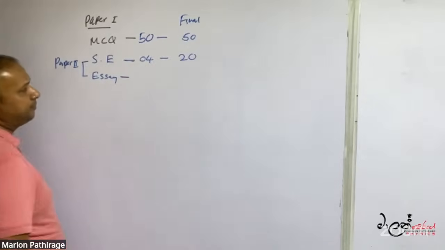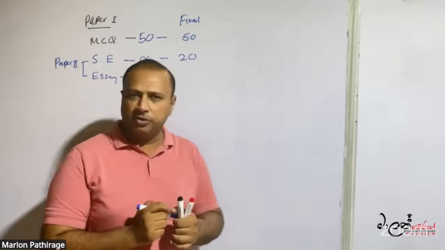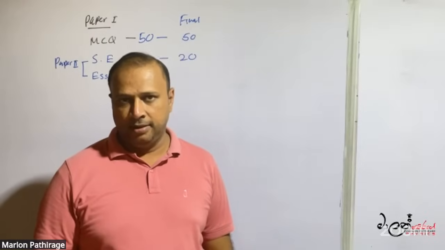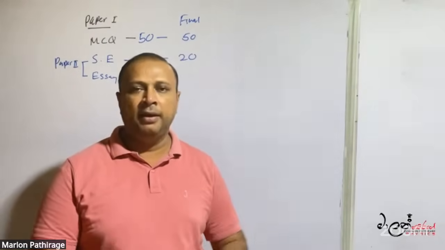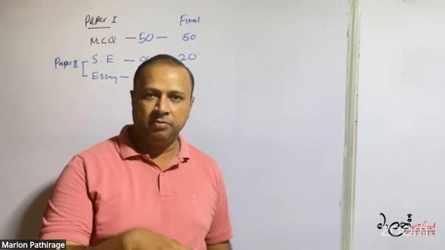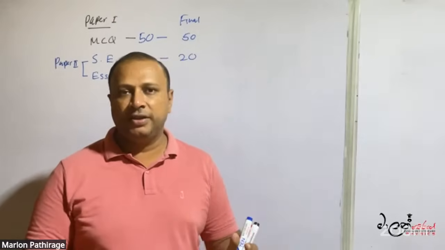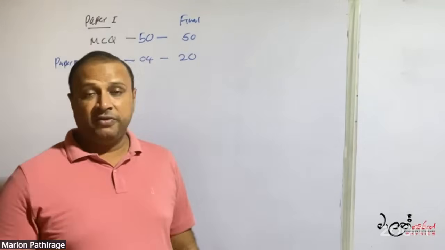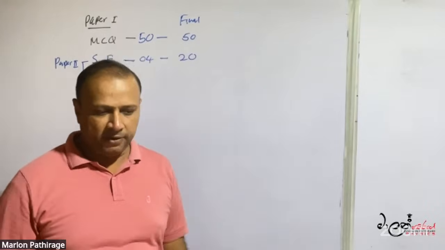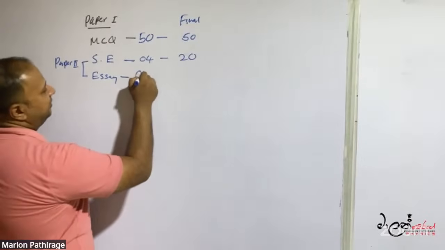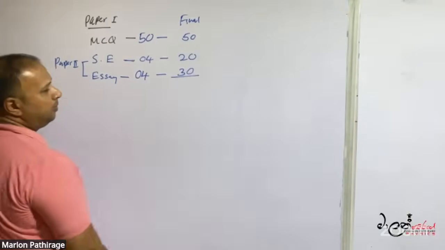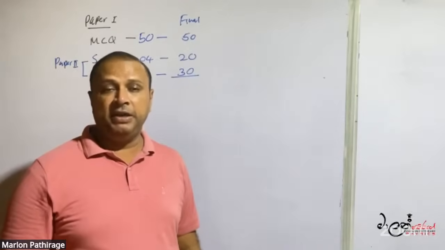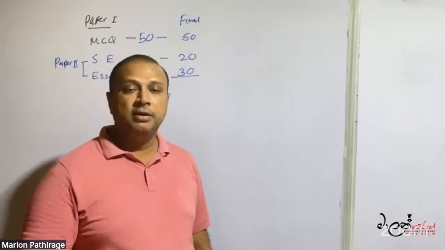Then the essay questions. We have to write answers for only 4 questions. There are 6 questions, but there are 2 sections in question number 5 and question number 6. Therefore, altogether there are 8 questions, and among those 8 questions we have to write only 4. Then we will have 30 marks for the essay paper. That means 7.5 marks for one question.